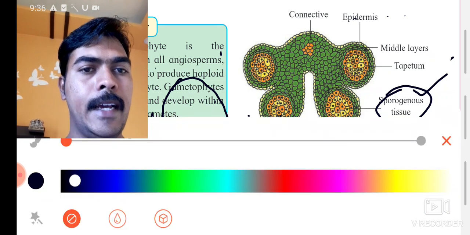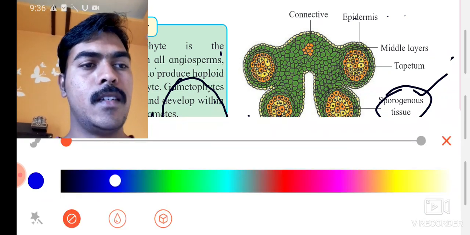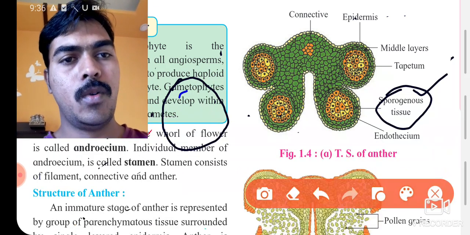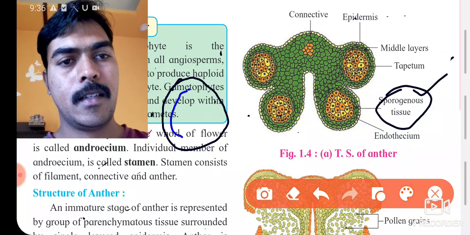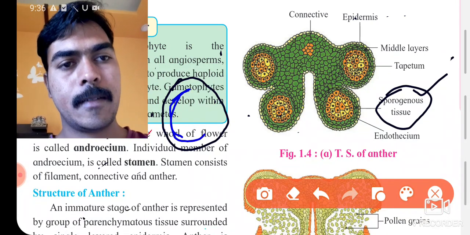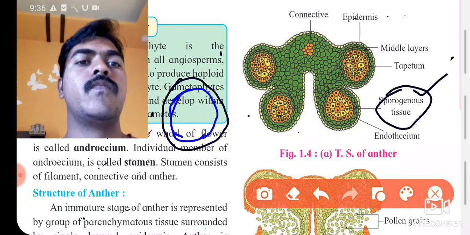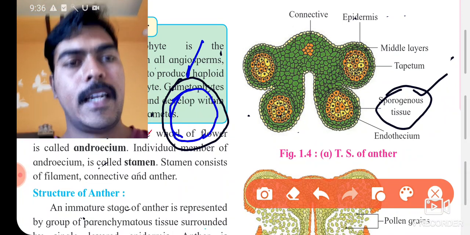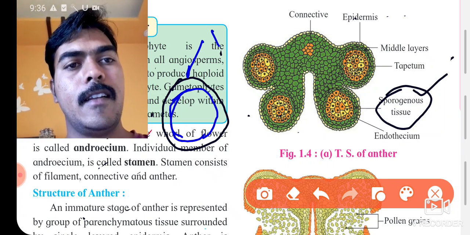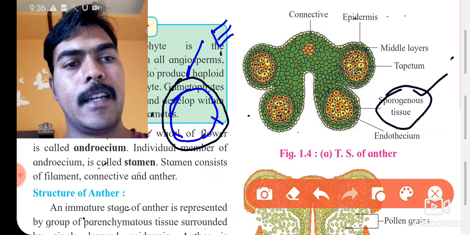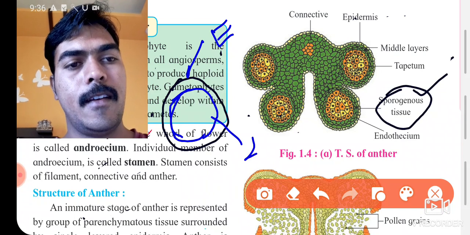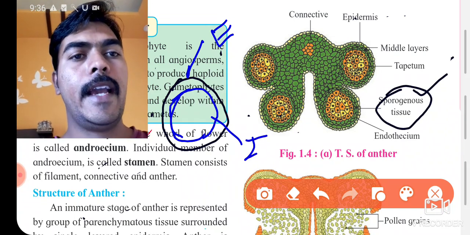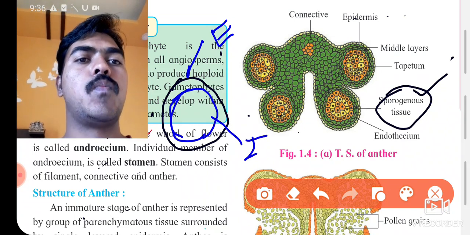And it has two layers. The sporoderm has two layers. See, here I am drawing. Okay. So sporoderm has two layers. The outer layer is called as exine and inner layer is called as intine. Exine contain sporopollenin.